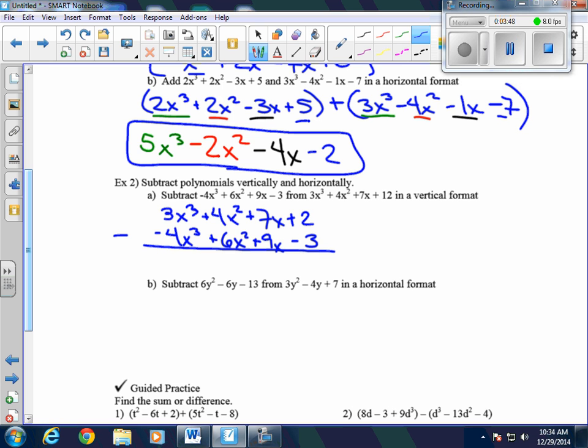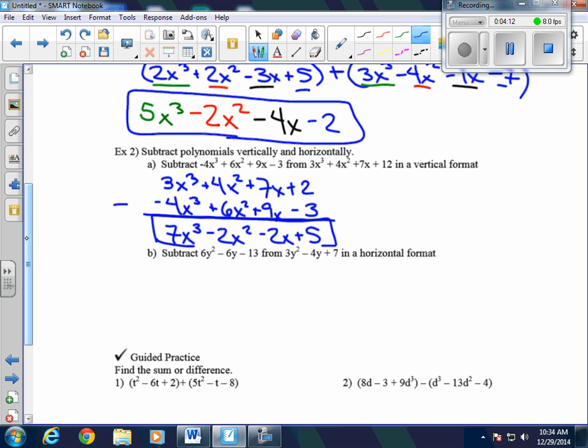3x cubed minus negative 4x cubed is 7x cubed. 4x squared minus 6x squared is negative 2x squared. 7x minus 9x is negative 2x. And 2 minus negative 3 is plus 5. So here is the answer for that one. That's using the vertical format.